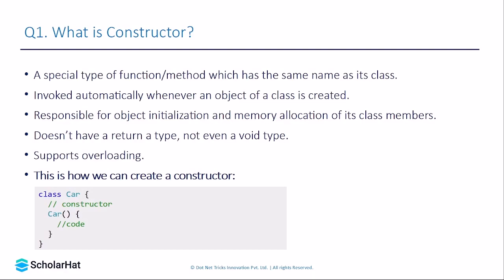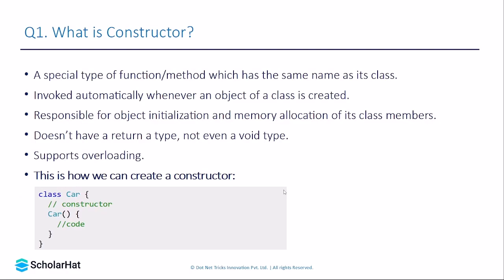This is how we can create a constructor. You can see that over here we have declared a class named Car, and we have declared a constructor with the same name as the class, Car. You can see that we have not passed anything over here, and that is termed a default constructor. We will discuss later what a default constructor and a parameterized constructor are. But from this point, you can see that this is how a constructor can be created, and the name of the constructor is similar to the name of the class.